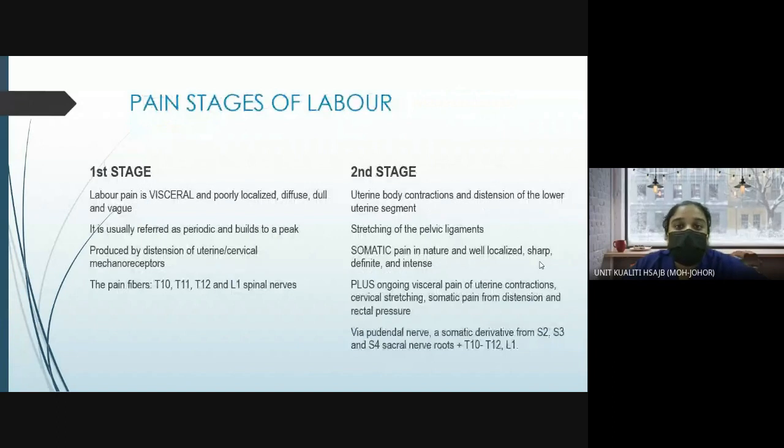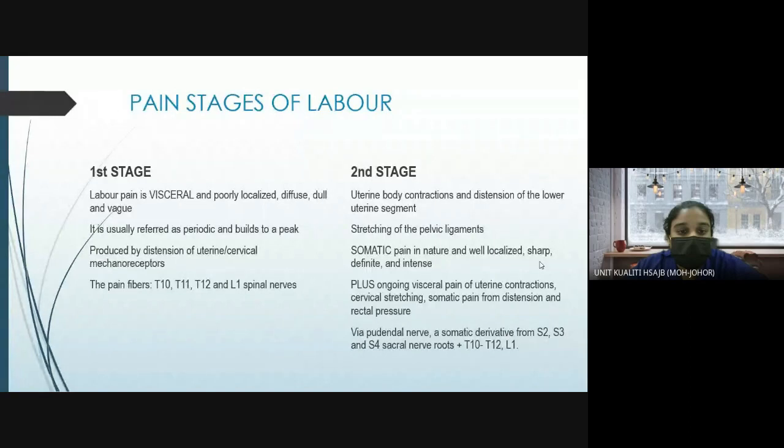Coming to the pain stages of labor, in the first stage, the labor pain is visceral and poorly localized, diffuse, dull and vague. It is usually periodic or builds to a peak, produced by distension of the uterine or cervical mechanoreceptors. The main pain fibers involved are the T10, T11, T12, and L1 spinal nerves.